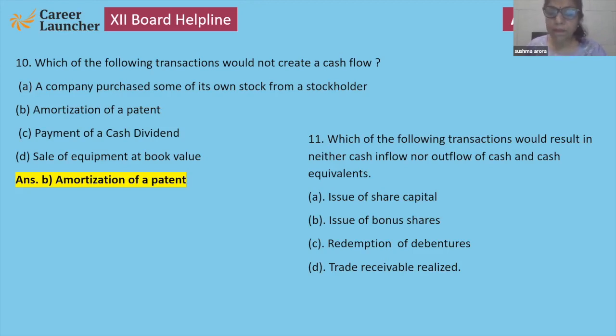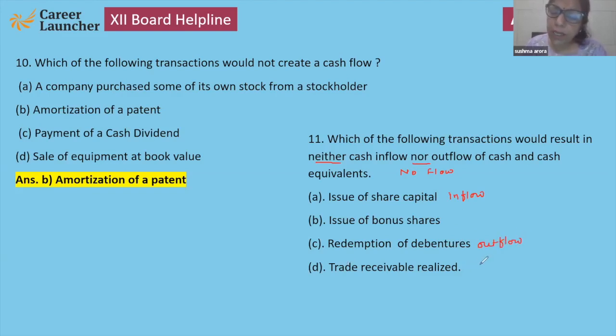Now next. Which of the following transactions would result in neither cash inflow nor outflow? See, that question came in CUET this year. Neither cash inflow nor outflow means simply no flow of cash. They can change the language. Issue of share capital, clearly inflow. Redemption of debenture, clearly outflow.